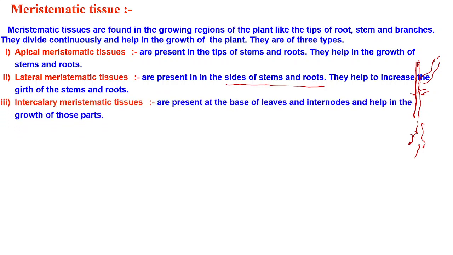Next is your intercalary meristematic tissues. Now, what are intercalary meristematic tissues? They are present at the base of leaves and internodes, and they help in growth of those parts. These intercalary meristematic tissues are found in the leaves.